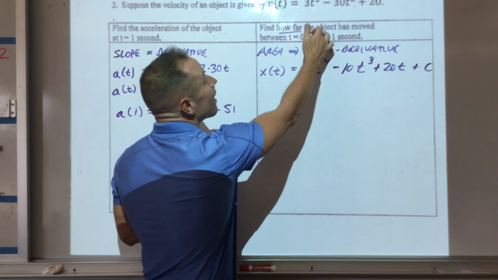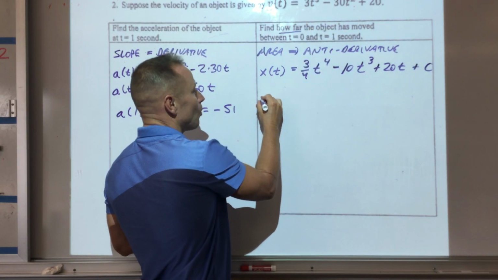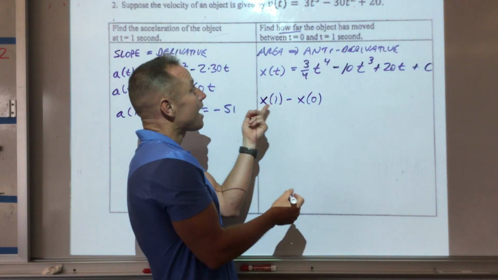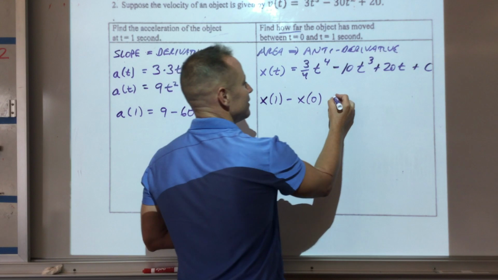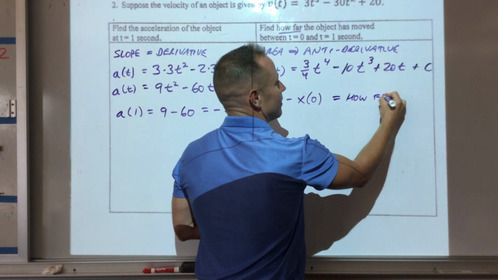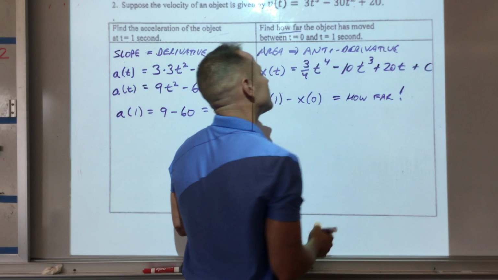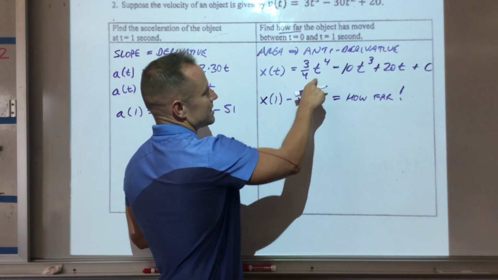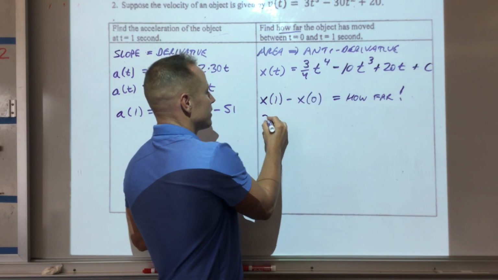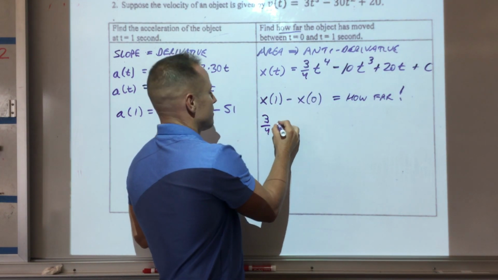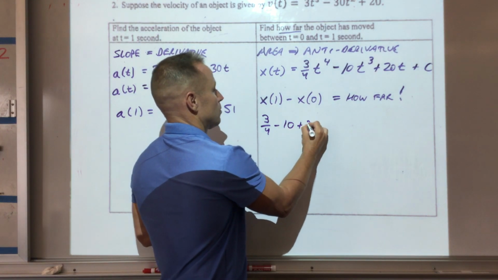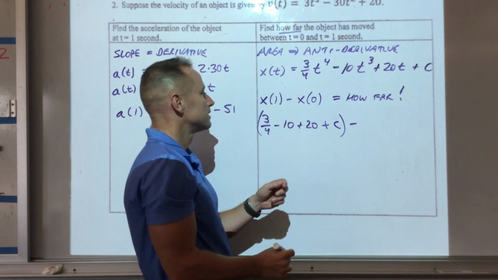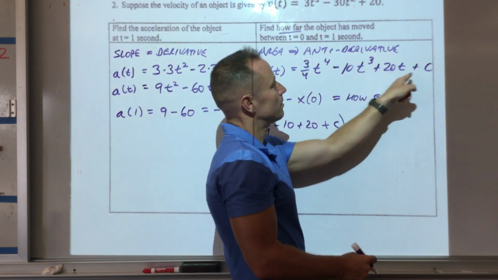Well, to find how far it went between those times, just see where it ended up and where it started and take the difference between those two things, right? That's how far it moved, okay? I'm just going to put this equals how far. So let's check it out. So x at 1, again, I made it easy on us by picking simple numbers like this. This is going to be 3/4 minus 10 plus 20 plus the constant. That's x at 1, minus x at 0, which is 0, 0, 0, and then it gives you the c.